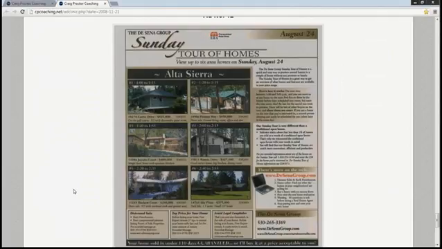Final thing I'll say about the Sunday tour to make these ads work really well is this. Where do you run them? Where do I run this tour ad? Can I run it just anywhere? No, you can't. You must run it where open houses are being advertised. That's where it will do the best.